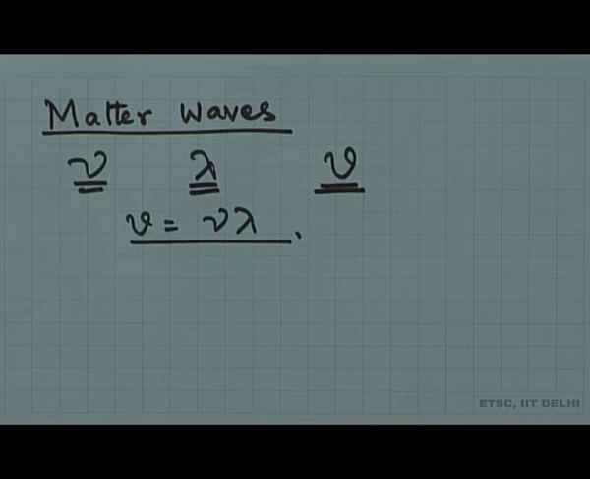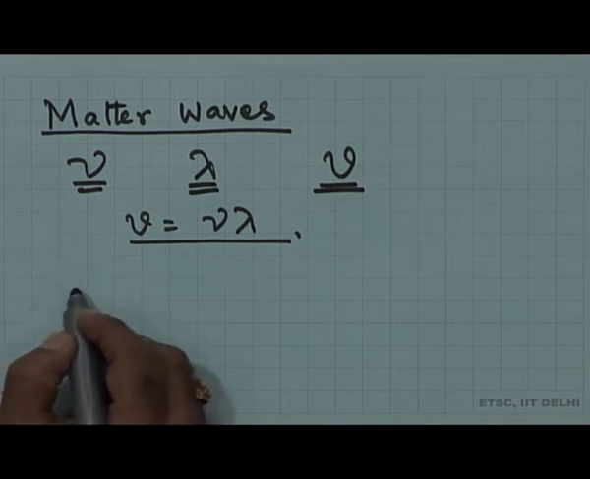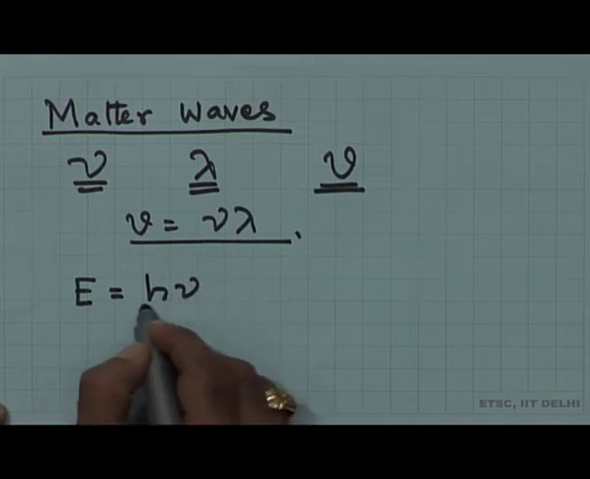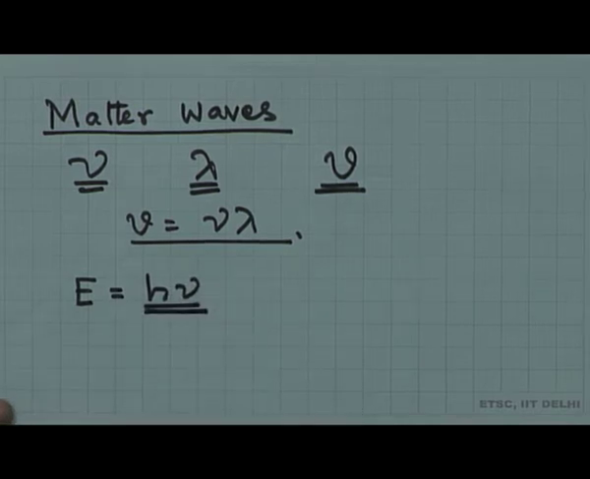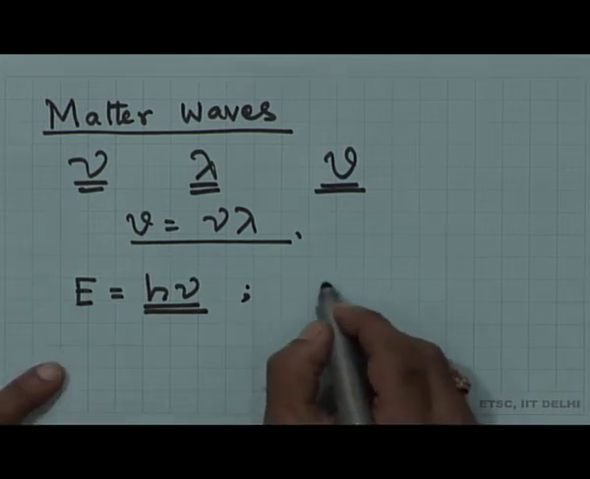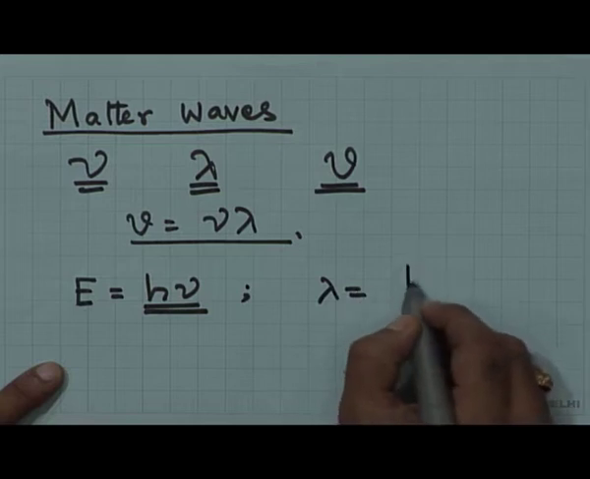However, when we come to the description of light as a photon or matter as a de Broglie wave, we are doing something which is counter to what we have discussed for classical waves, whether classical electromagnetic radiation or sound waves. What we are doing is associating frequency with energy. So we are saying E equals h nu, and we are associating a wavelength with momentum. So we are writing lambda equals h by p.